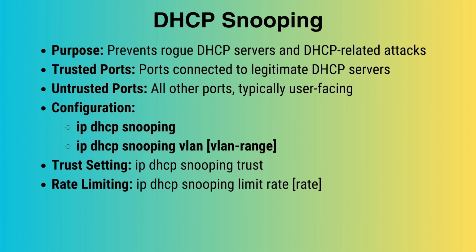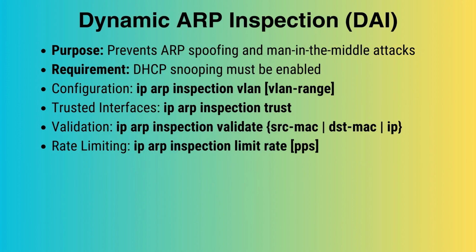When DHCP snooping is active, the switch intercepts DHCP messages and only allows responses from trusted ports. This ensures that clients receive IP addresses only from legitimate DHCP servers, enhancing network security and reliability.